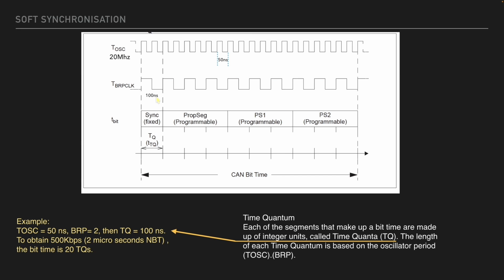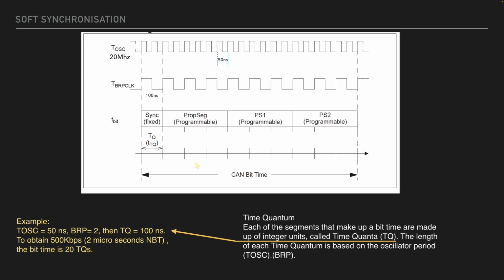So how do we come to this? Well, the oscillator period is 50 nanoseconds. The prescaler is 2. That sets my TQ to 100 nanoseconds. Now, how many TQs do I have in my total bit time? Well, how many times does 100 nanoseconds fit in 2 microseconds? That's 20 times. And therefore, we have 20 TQs that we can use across the CAN bit.